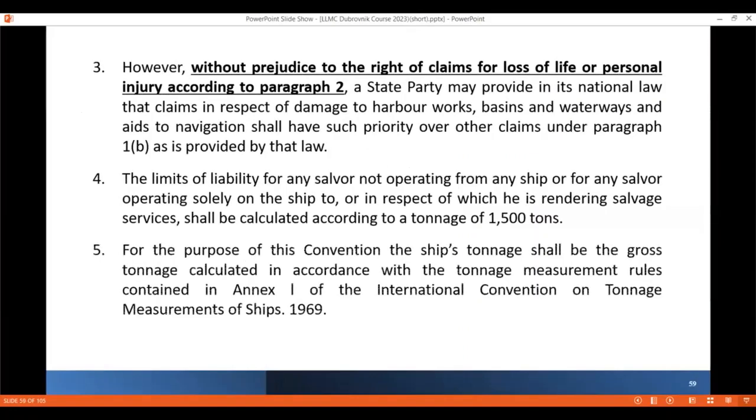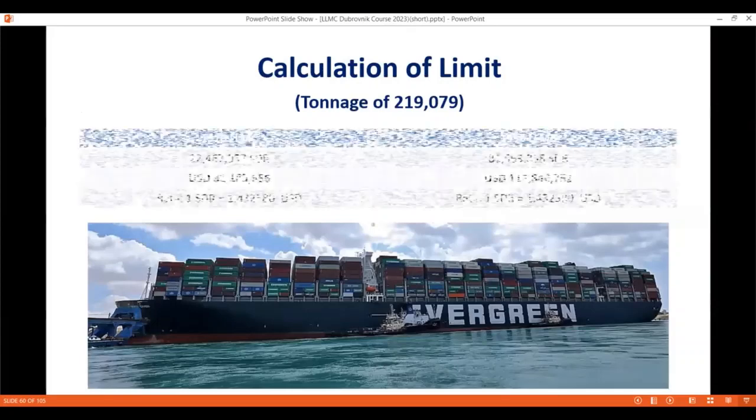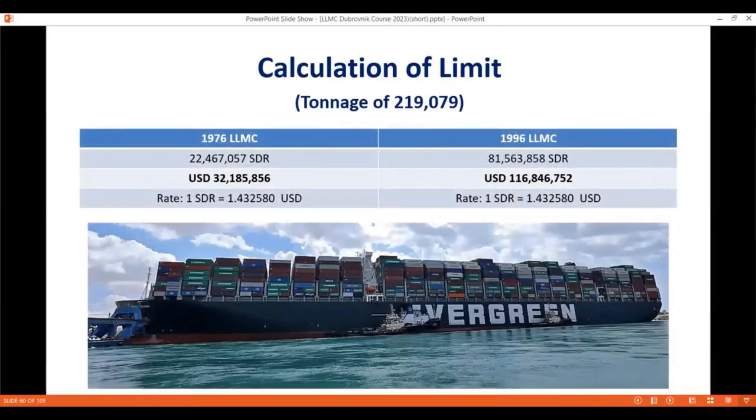These are other things. We don't have much time, unfortunately. This is what I was mentioning, calculation of the limit in the Ever Given. Under 1976, it was $32 million. Under 1996, it's $116 million. So it is very important that states that are still parties to the 1976 Convention denounce the Convention to protect the claimants and become parties to the 1996 Protocol.